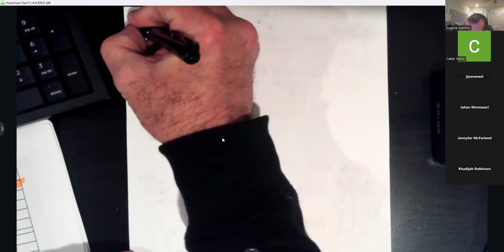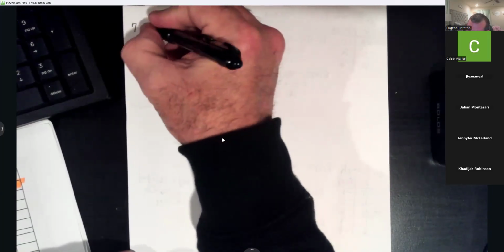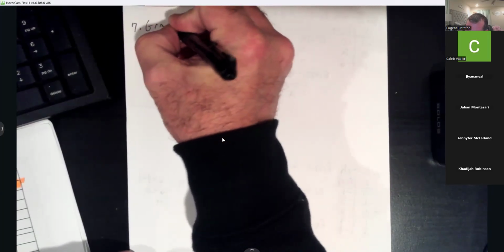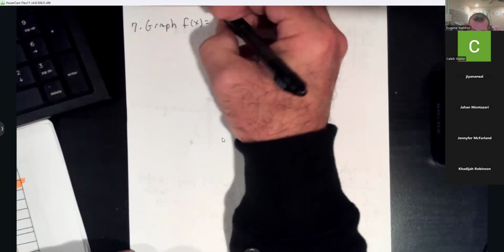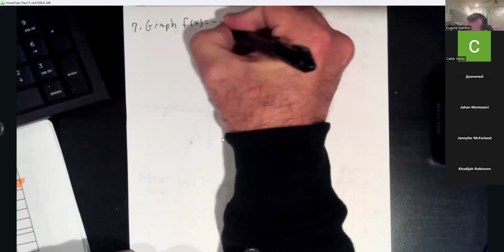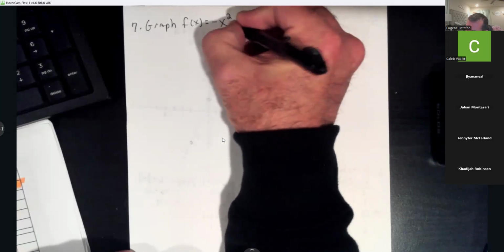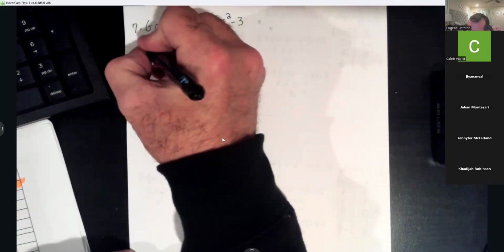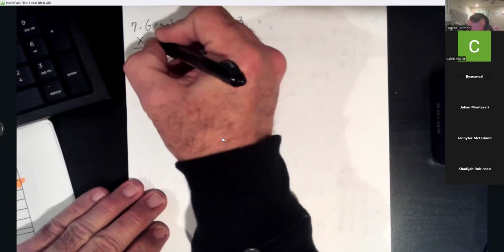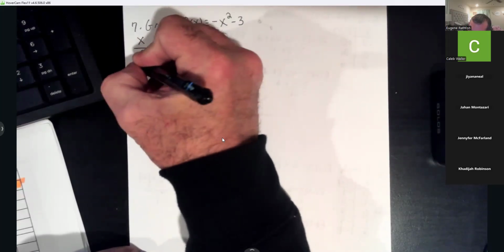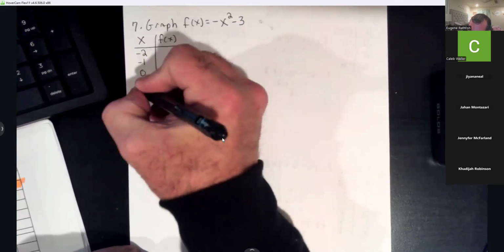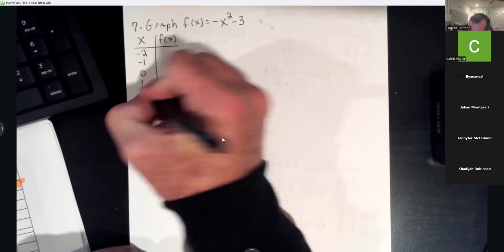All righty, y'all. So this one is number 7. So we're going to graph. Now this one is very tricky. f of x equals -x² minus 3. This one is also giving us our 5 numbers. And y'all is doing the same 5: -2, -1, 0, 1, and 2.